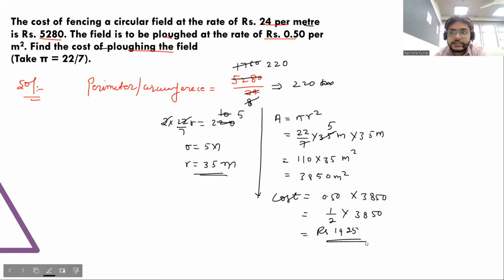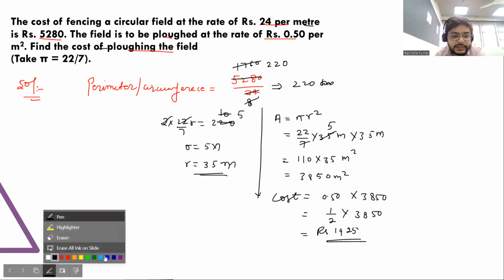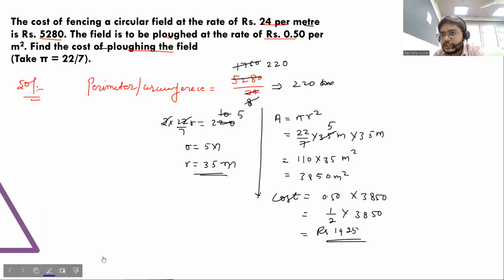Got it? So just try to solve it once again by yourself, and try to understand the depth of the question, what it is basically saying. It is very easy to understand. Just try it once again and try to solve it by yourself.